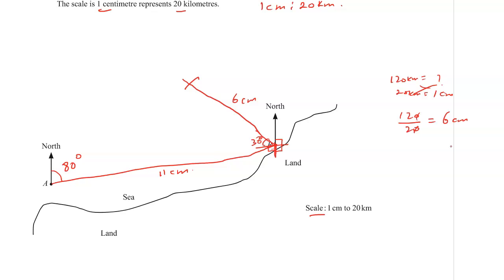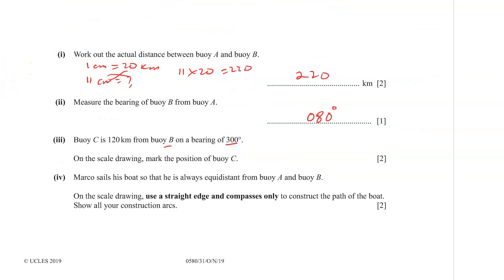Marco sails his boat so that he is always equidistant from buoy A and buoy B. On the scale drawing, use a straight edge and compass only to construct the path of the boat. Show your construction arcs.